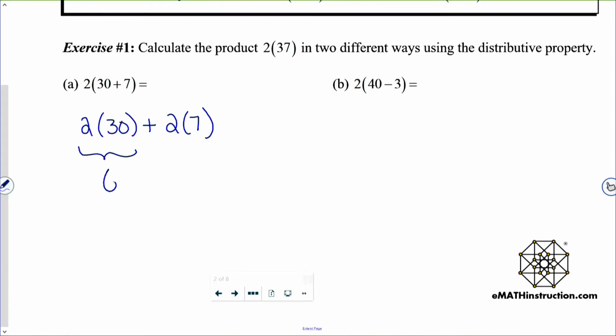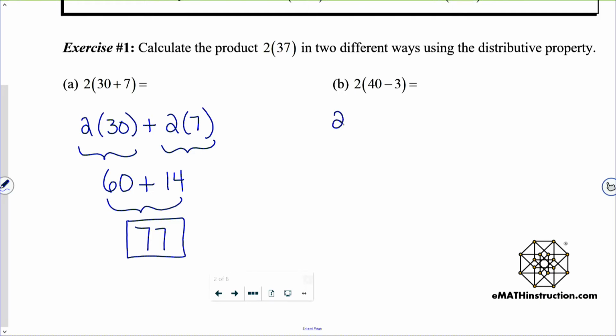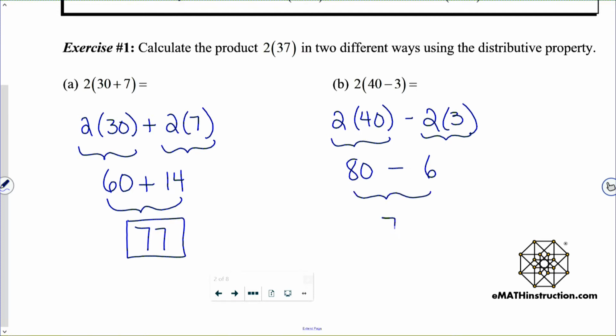Now, as we all know, 2 times 30 is 60. And 2 times 7 is 14, and then 60 plus 14 is 77. On the other hand, I could be kind of sneaky, and instead of doing 2 times 37 as 2 times 30 plus 2 times 7, I can do it as 2 times 40 minus 2 times 3. Now 2 times 40, well, that's 80. 2 times 3, that's 6, and if I do 80 minus 6, that is also, whoops, I don't know how I got 77 over here. That should have been 74. Well, and that's why we check. I'll get 74 as well.